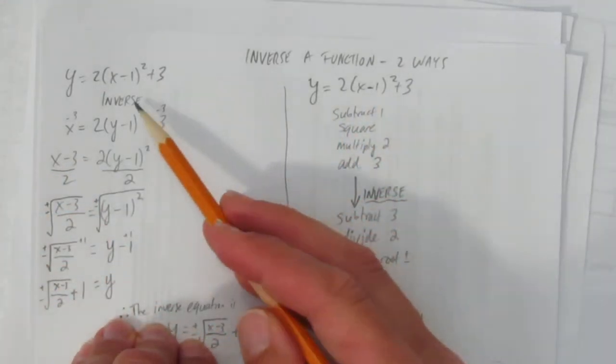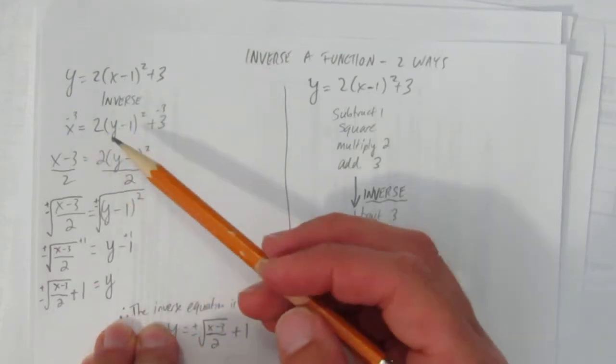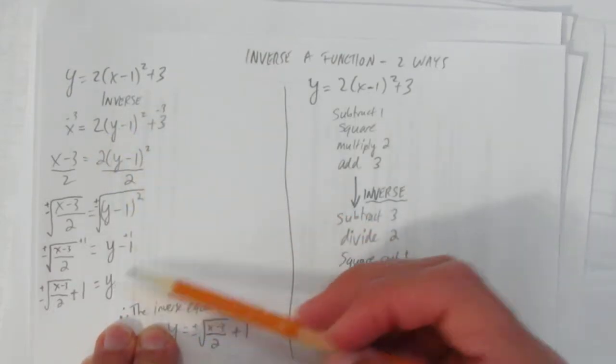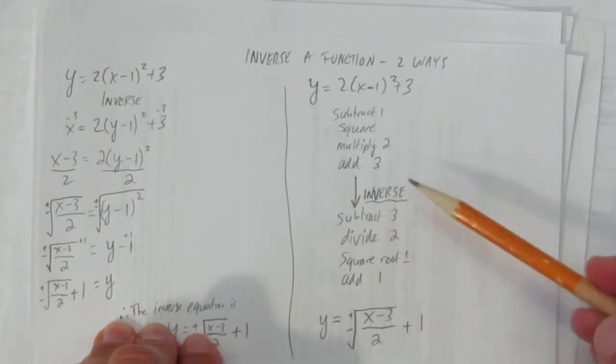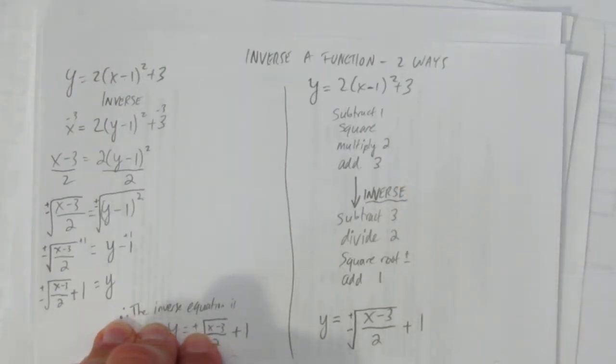And that's how you inverse a function. You have two choices. Either you write the word inverse, switch the x and y, and get the y by itself, or you list the operations and then inverse both their order and the operation type.